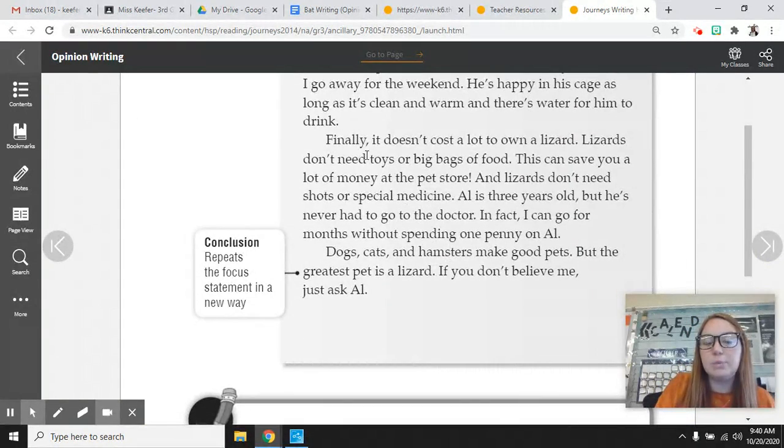Then the last one says, "Finally, it doesn't cost a lot to own a lizard. Lizards don't need toys or big bags of food. This can save you a lot of money at the pet store. And lizards don't need shots or special medicine. Al is 3 years old, but he's never had to go to the doctor. In fact, I can go for months without spending 1 penny on Al."